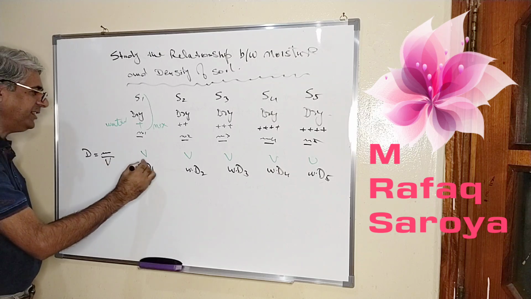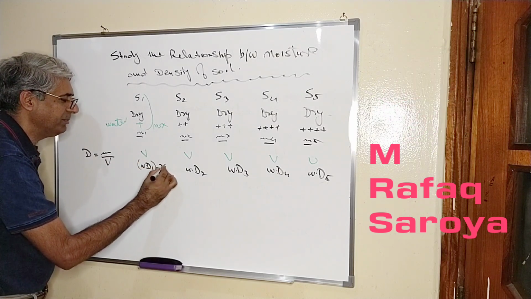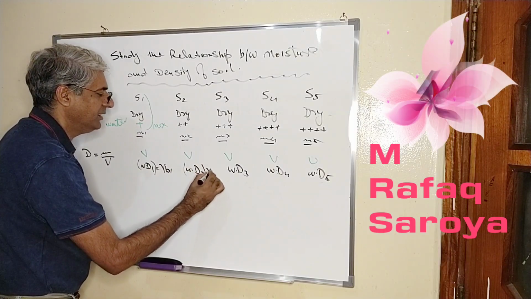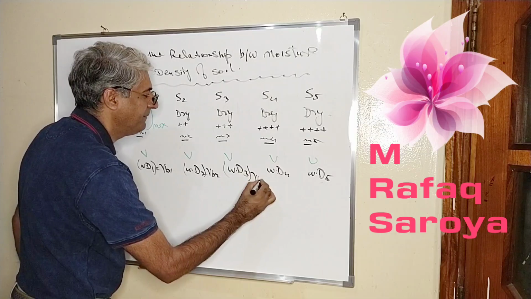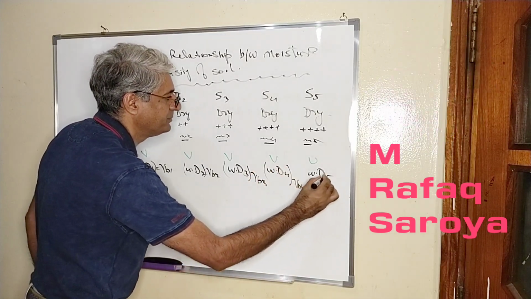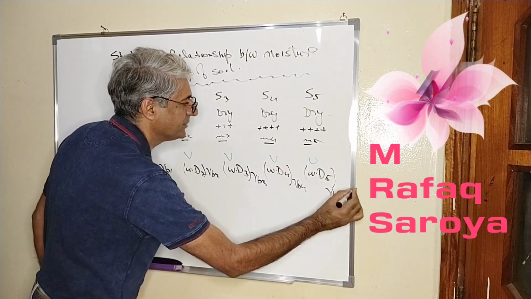And this wet density, in my previous video, I had represented by gamma B. I can write gamma B1, gamma B2, gamma B3, gamma B4, and last, gamma B5. Clear?